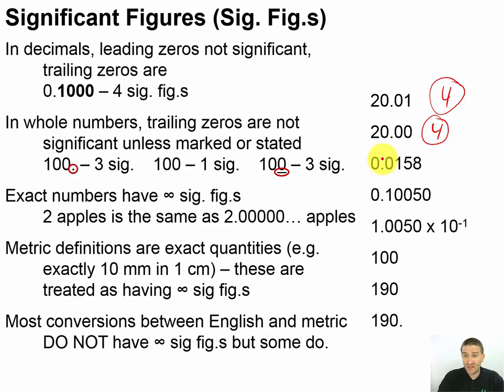Now in this one we have 0.0158. Remember, the leading 0 is helping to hold the decimal point where it belongs, not significant. It's just holding the decimal point. The 3 significant places that we have here, 0.0158, mean that it'll have 3 sig figs.